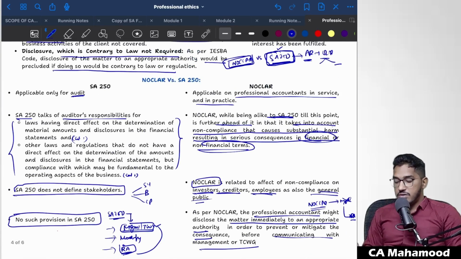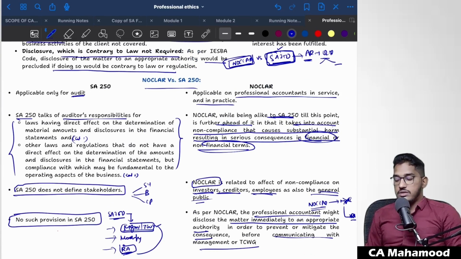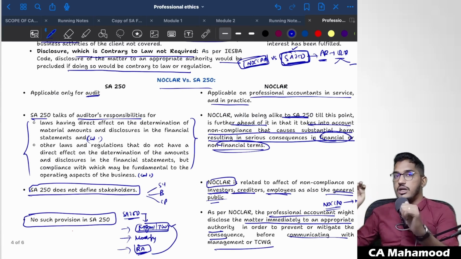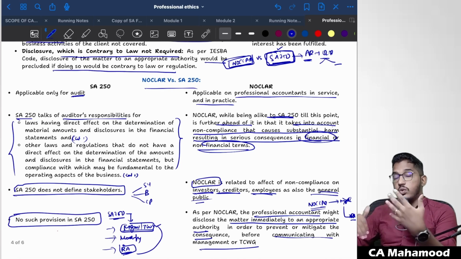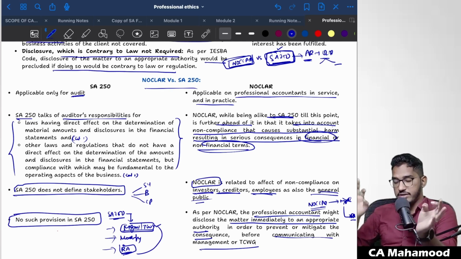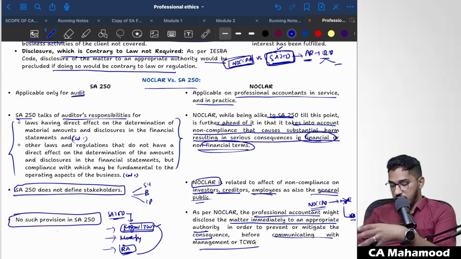Able to understand? So this is regarding the differences between NOCLAR versus SA 250. Four points of difference I have told. SA 250 is applicable only for audit. NOCLAR is applicable for professional accountants in service also, professional accountants in public practice also. SA 250 talks about laws and regulations which have mainly financial consequences, but NOCLAR will go beyond that and talk about even laws and regulations which have non-financial consequences as well. SA 250 does not define the stakeholders. NOCLAR has clearly defined who all are stakeholders.